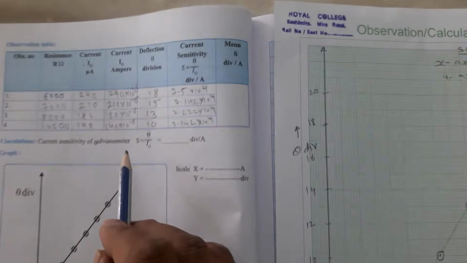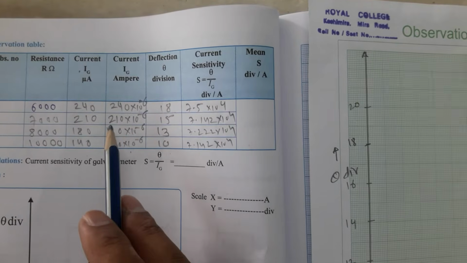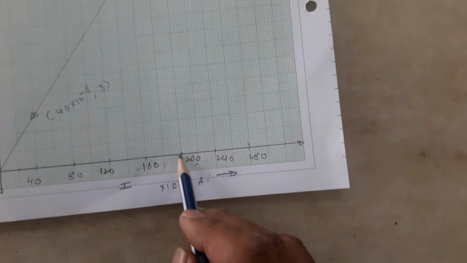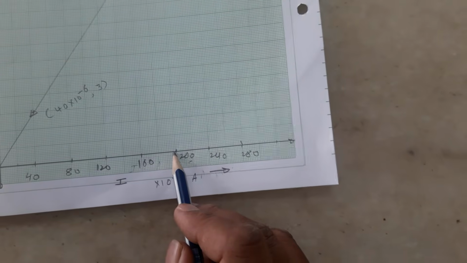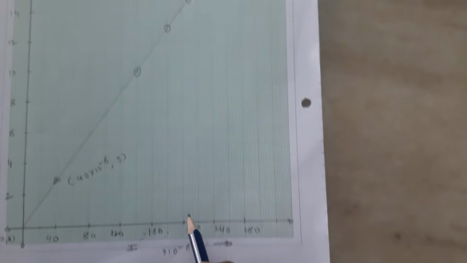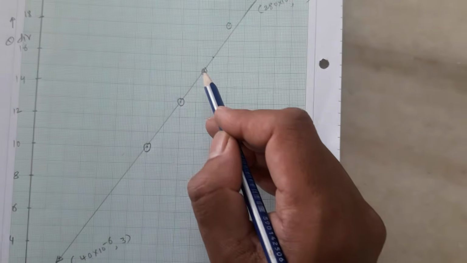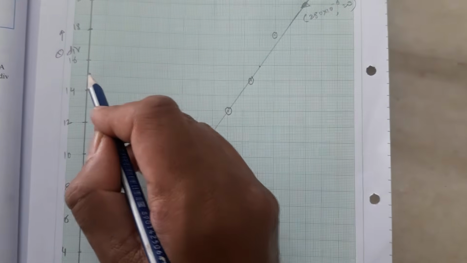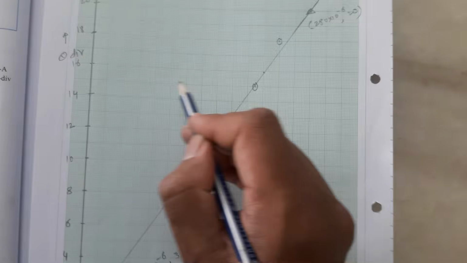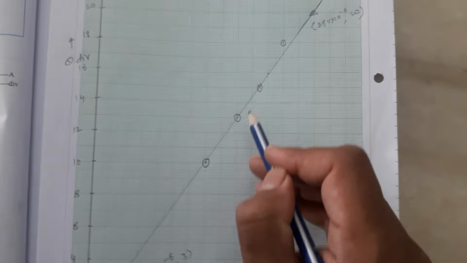What is the second point I have? The second point is 210 and 15. So for 210 and 15, it is 200, and I need 210. One division is 2, so I have to go to the fifth division. This is 210, so I took 210. And from here 15, this is 14, this is 16, so 15 comes here. So this is 15.